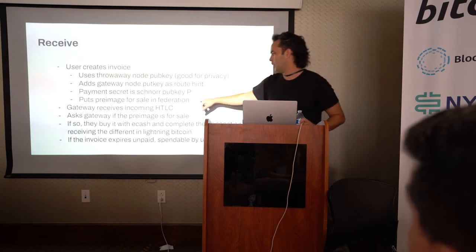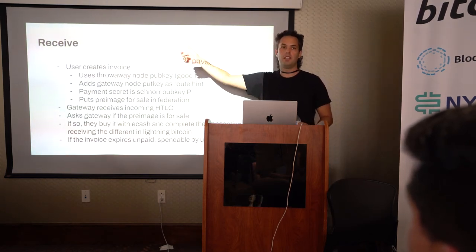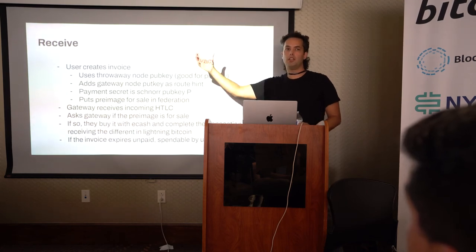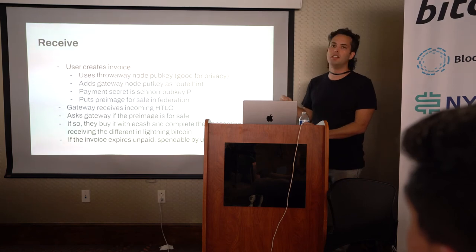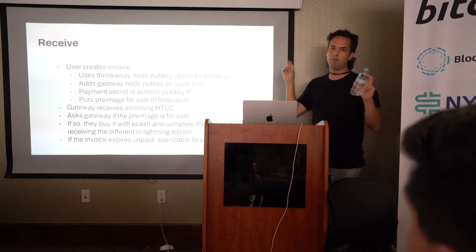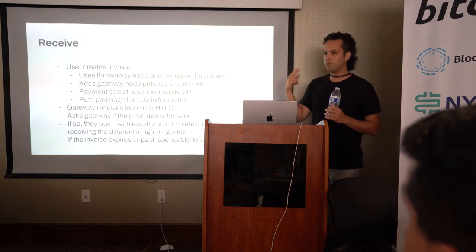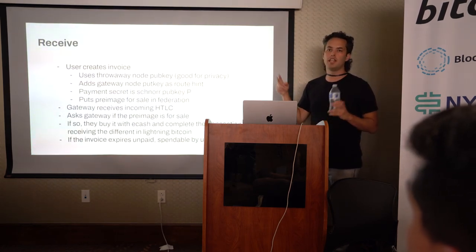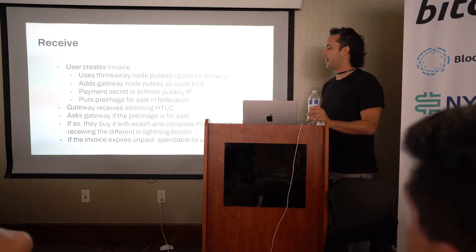And so you put it for sale, and the gateway then receives an incoming HTLC, right? This invoice was given to somebody, they put it in their Lightning wallet, just like anywhere else, and an incoming HTLC comes in. I implemented this in C Lightning with a plugin. There's an htlc_accepted hook, so you can write a thing to intercept that, right? And I guess there are HTLC interceptors in LND, which I heard are fantastic or something.